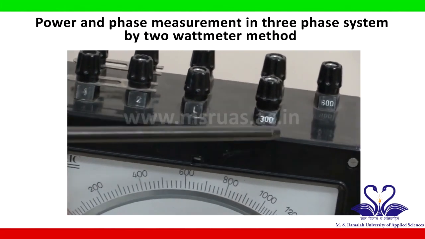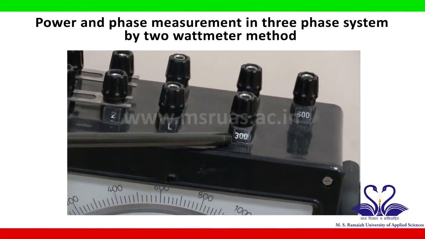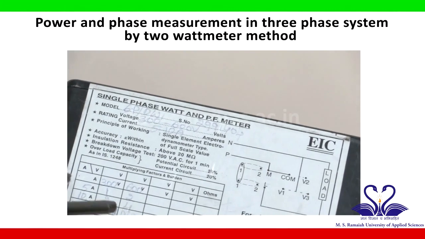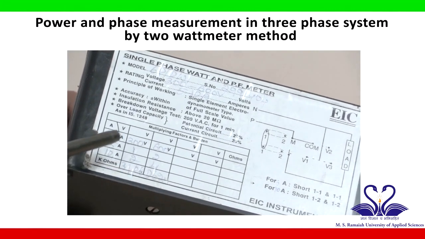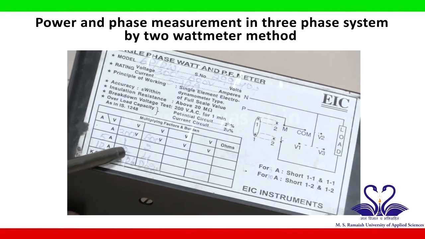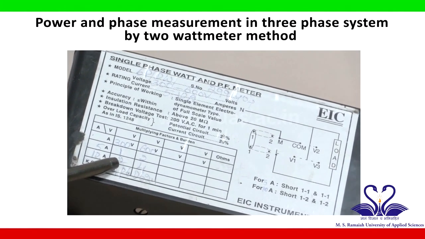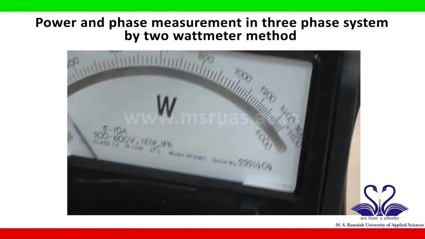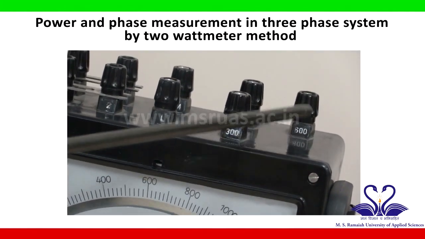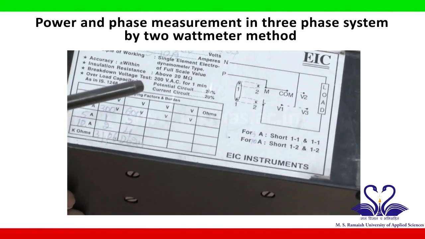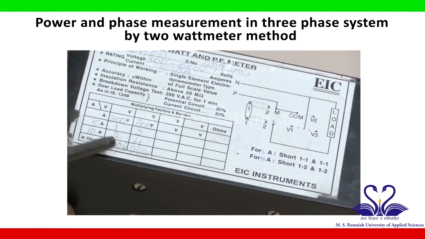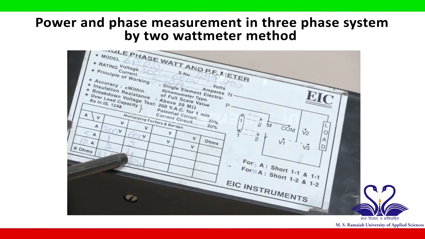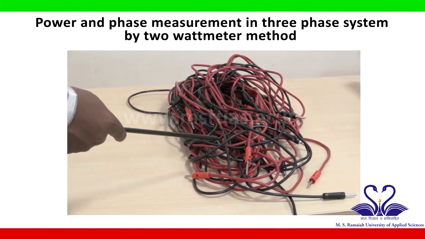Now if you are using the 300 volts terminal with 10 amperes, then the multiplication factor is 2. Suppose if you are going to use the 600 volts terminal, then the multiplication factor will vary. Why? Because for 600 volts, 10 amperes, the multiplication factor should be 4. These are the connecting wires.